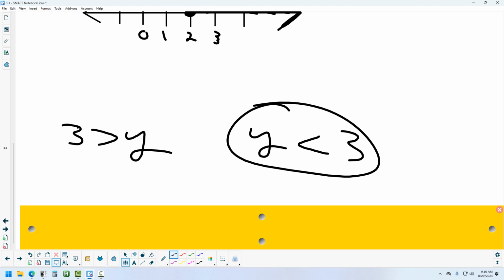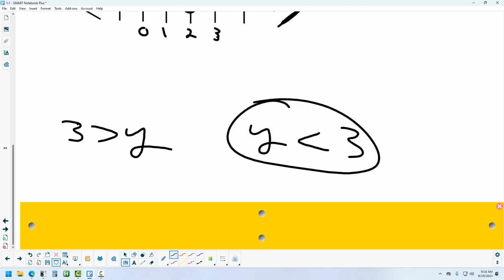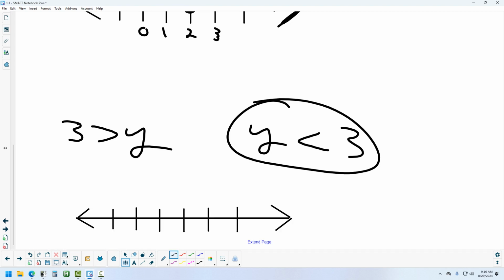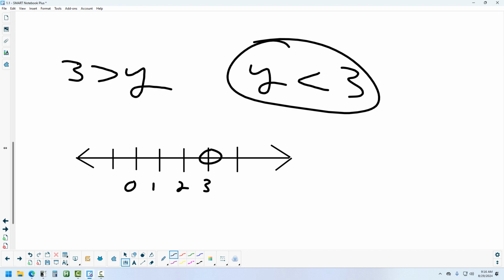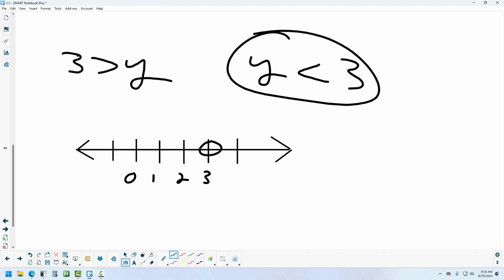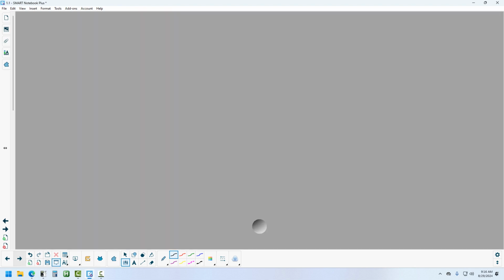What kind of circle do you need on this one? Open or closed? Open. Yeah, open circle. And what number would I put the open circle on? 3. So I'll make my number line. Open circle on 3. And which way am I going to shade? You're going to shade to the left. Yeah, everything that's less than 3. There you go. Any questions on that one? Okay.